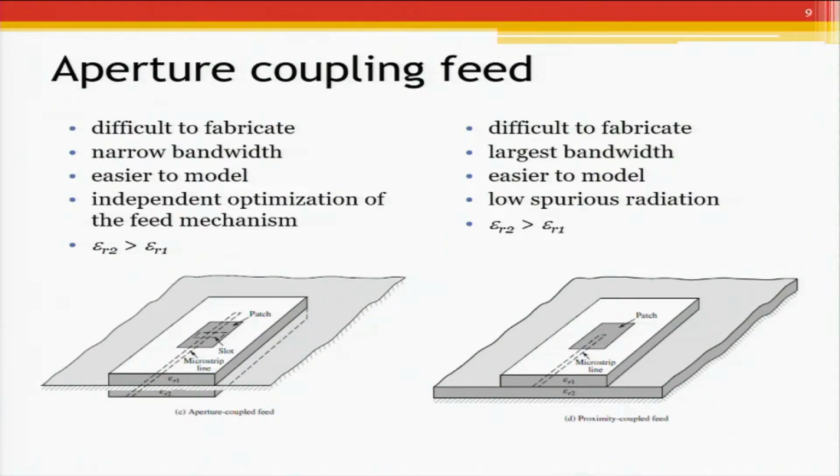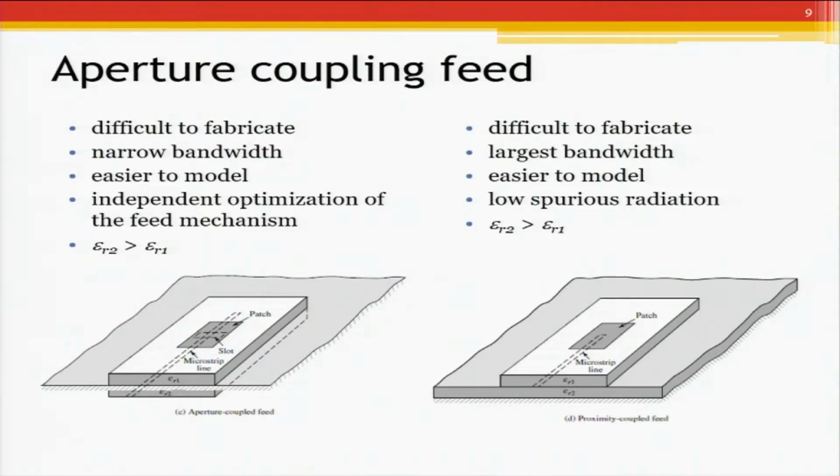The last one is called proximity coupled feed, or coupling feed. This one, we have the ground plane in the bottom, and then we place two types of dielectric materials on top of the ground plane. In this type, both materials are in contact, and the feed lines come from the bottom one, and the patch, which is the radiating element, is on the top one, something like this. With this kind of coupling feed method, again, it's difficult to fabricate.